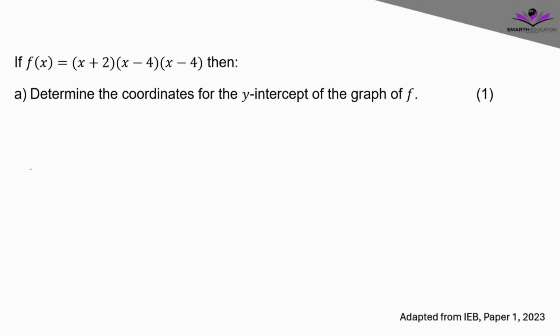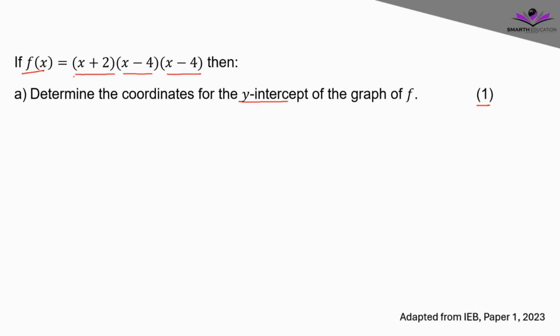Welcome back. Let's do question 2. If f of x is equal to x plus 2 times x minus 4 times x minus 4, then find the coordinates of the y-intercept of the graph of f. 1 mark. This should be easy. How do we find the y-intercept?